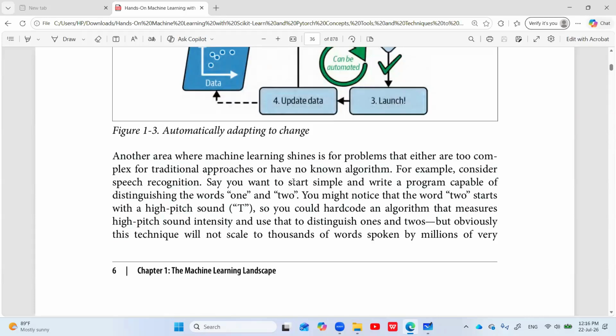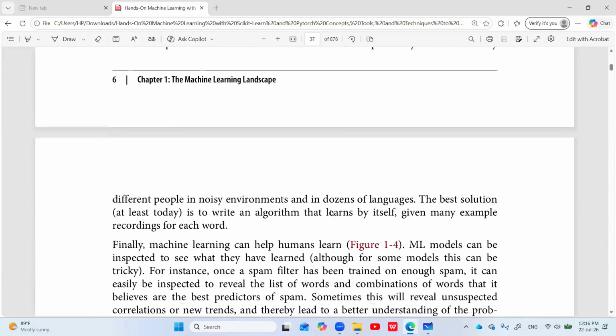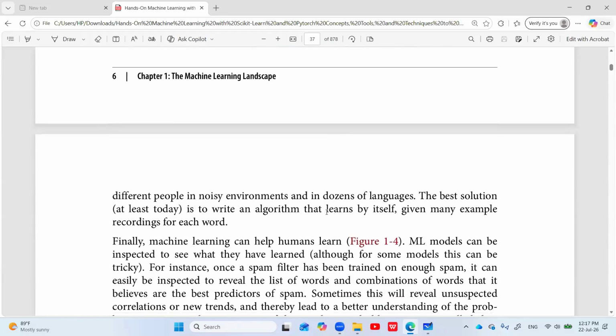Say you want to start simple and write a program capable of distinguishing the words "one" and "two". You might notice that the word "two" starts with a high pitch sound, so you could hard code an algorithm that measures high pitch sound intensity and use that to distinguish ones and twos. But obviously, these techniques will not scale to thousands of words spoken by millions of very different people in noisy environments and in dozens of languages.